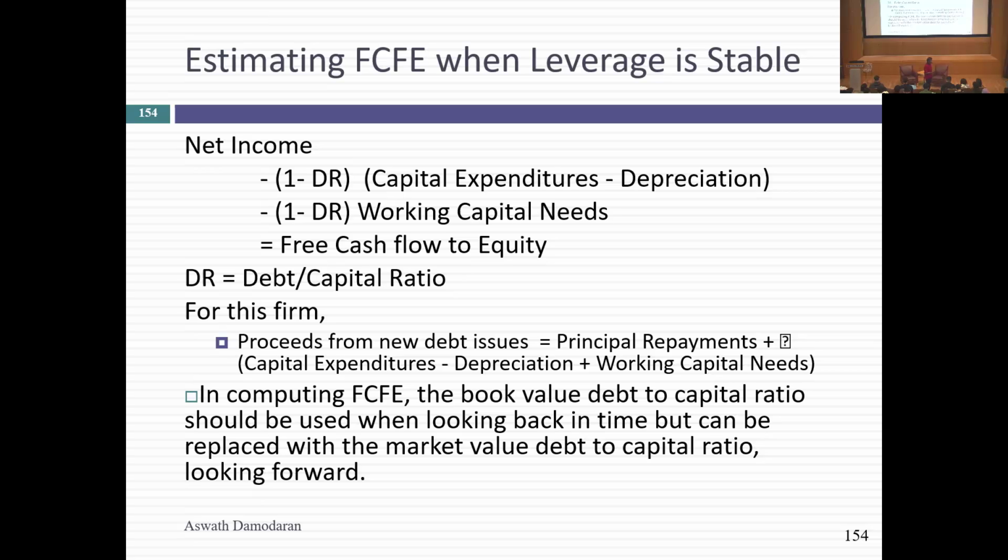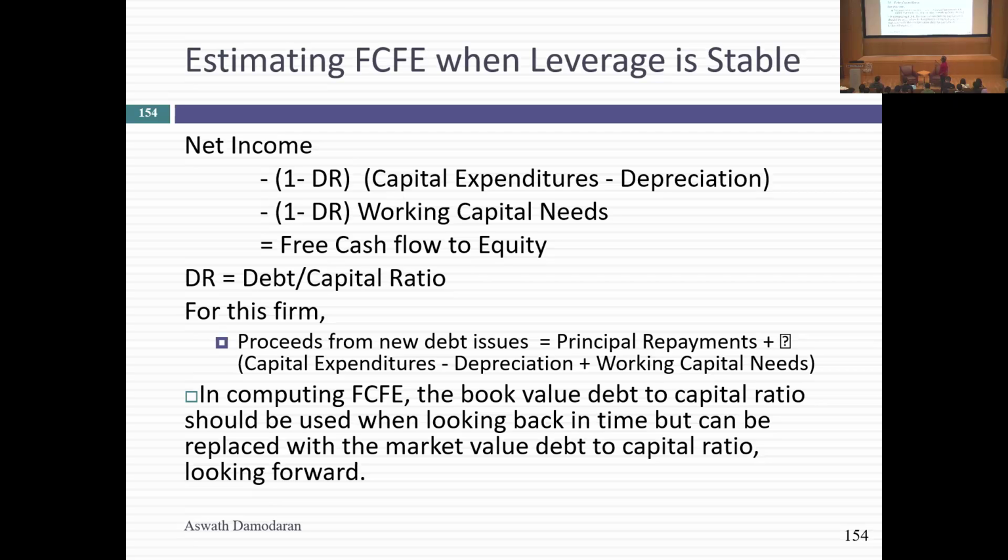The assumption you need to make is that this company, whichever company you're looking at, is going to finance a portion of its reinvestment from debt, and it's going to stay with that number. 40% from this day on will come from debt, 60% from equity. If your debt ratio is stable, you can compute the free cash flow to equity a little more simply.